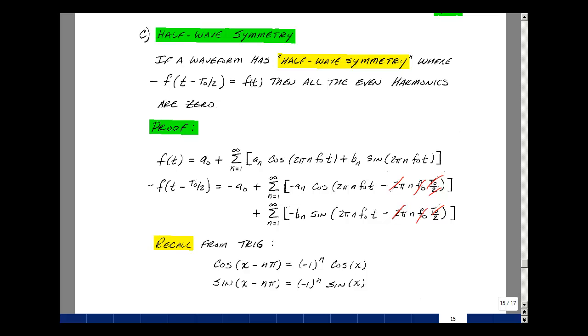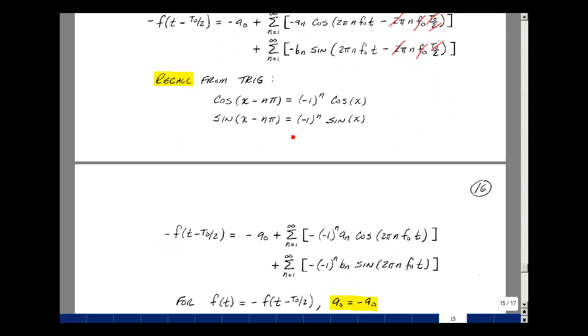Recall from trig again that the cosine of x minus n pi is equal to minus 1 to the n cosine of x. And for the sine, it's going to be equal to minus 1 to the n sine of x. Applying these identities to our last result, we then have minus a0, the summation from n equals 1 to infinity. Here I have my a sub n times the cosine of x minus n pi, where x is equal to this. So that's going to be equal to minus 1 to the n.